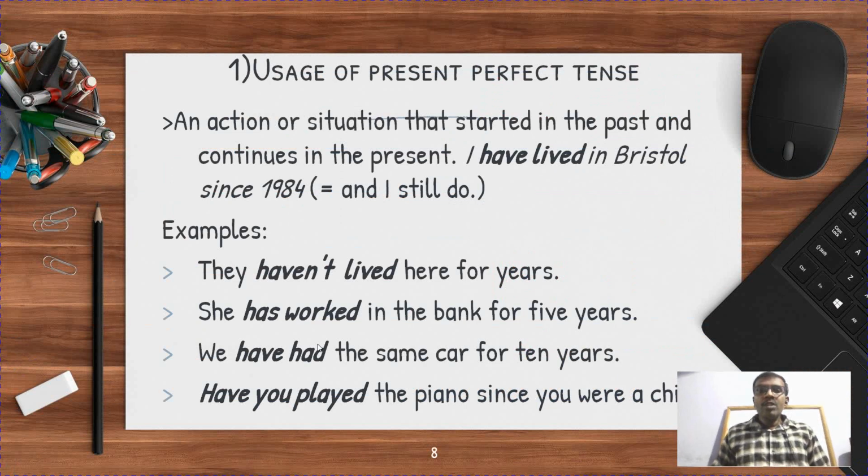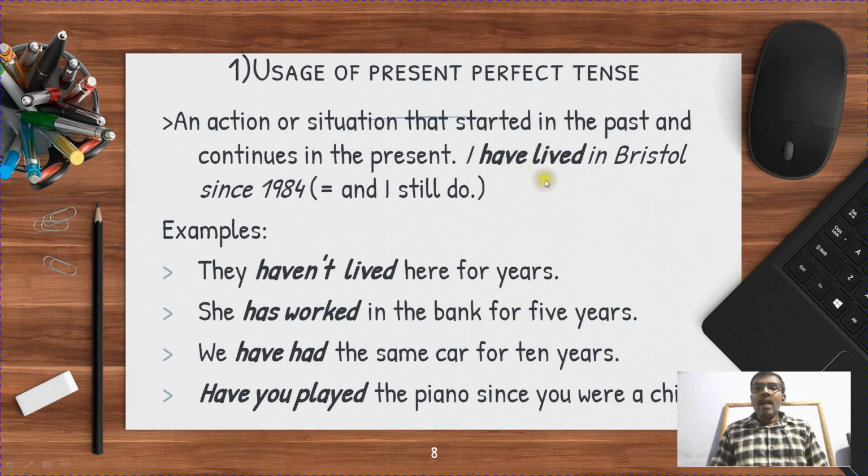So next we are going to discuss the uses of present perfect tense. In what areas can we use present perfect tense? This is very important. The first one: an action or situation that started in the past and continues in the present. Something is continuing in the present, it is not finished in the past, and it is not approximated to be available in the future, but it is going on.